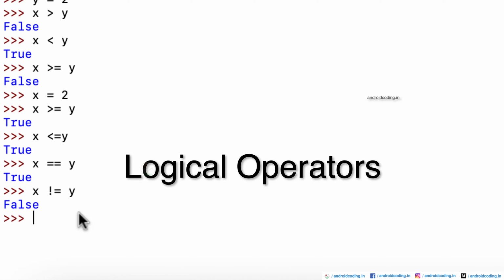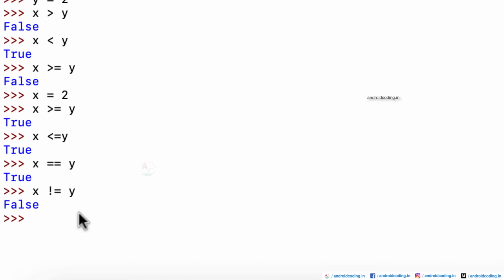So here in the logical operators, now we will try to compare again two values. For example, again let's reassign the value of x equal to 10 and y equal to 20. And now what I am trying to do is check whether the condition x greater than 5 and y greater than 15. So here you can see we are comparing two conditions at a time. x greater than 5 is a condition and y greater than 15 is a condition.